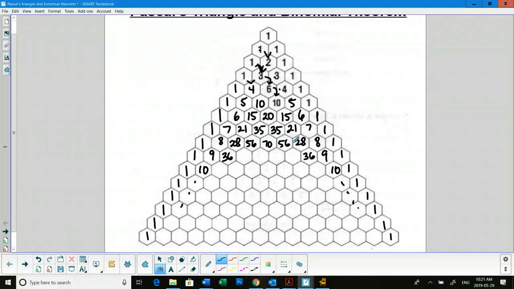Okay, so for the purposes of our lesson today, we're just going to look at the top all the way up to that row with the number 8 in it, and then we'll do some work with those. Okay?